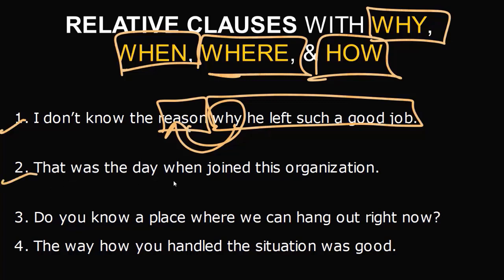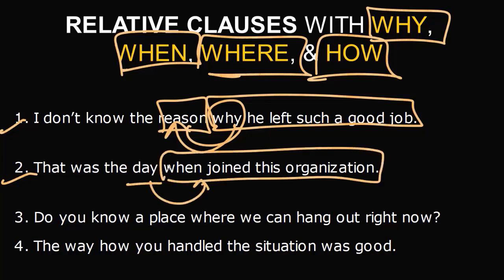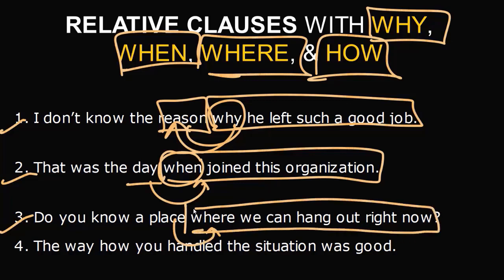That was the day when I joined this organization. Which day? When I joined this organization. That was the day. Which day? When I joined this organization. Starting with when. Third, do you know a place where we can hang out right now? Do you know a place? What kind of a place? Where we can hang out right now, right? A place where we can hang out right now. So it's giving information about the noun place.